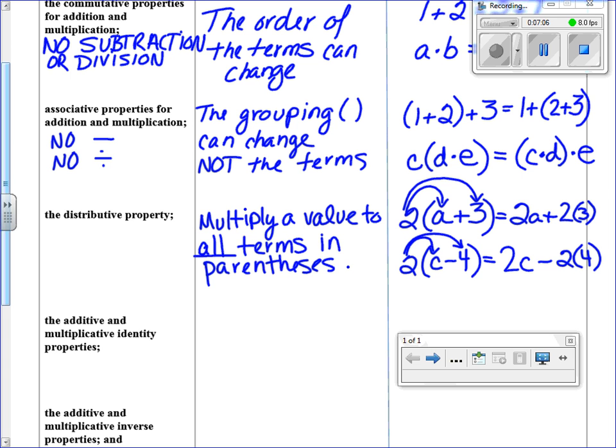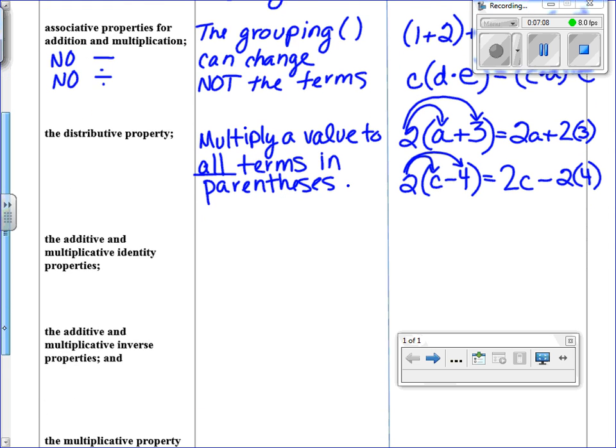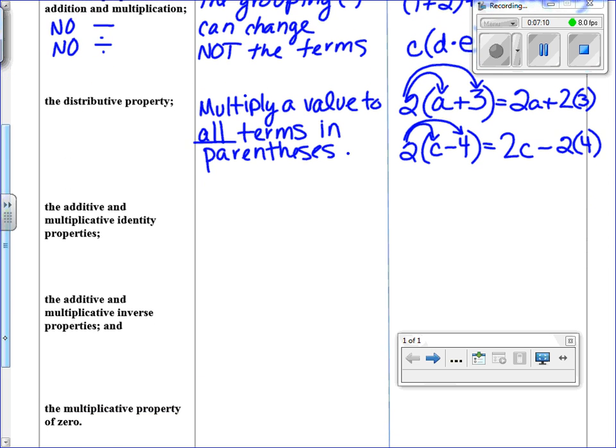Additive and multiplicative identity properties. Okay. So, additive property. Now, additive and multiplicative properties of identity. What we want to remember is identity means that we're basically doing something to a number and it's going to remain the same number. So it's kind of like identical.